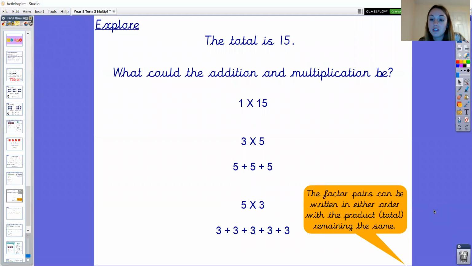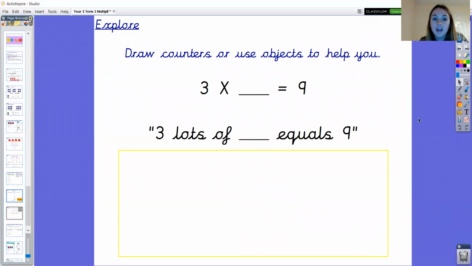Fantastic, Year 2. So as you can see, there are various answers for this question. Okay, moving on. Okay, so for the next explore question, it says, draw counters or use objects to help you. So you could draw counters in your book, or if you've got some objects at home that you want to use, they will also be helpful.